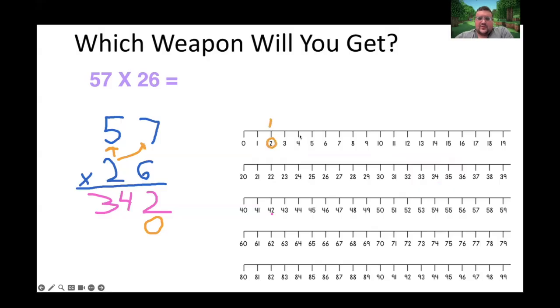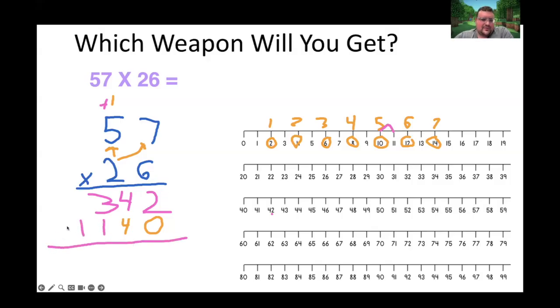1, that'd be 2, 4, 6, 8, 10, 12, last one, 7 times, we get 14. Put my 4 at the bottom, put my 1 at the top. 2 times 5, what do we get? 10. But don't forget, we want to add that 1 right there. And we get 11.